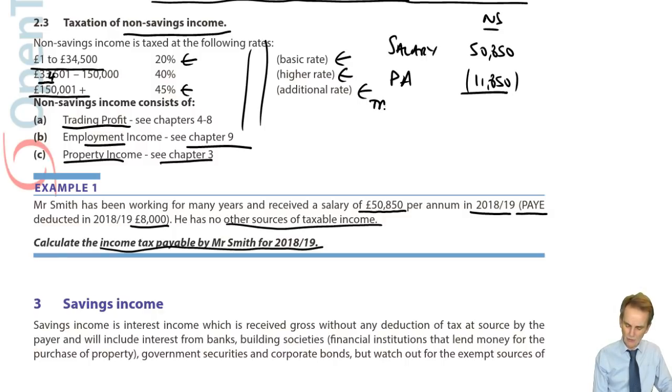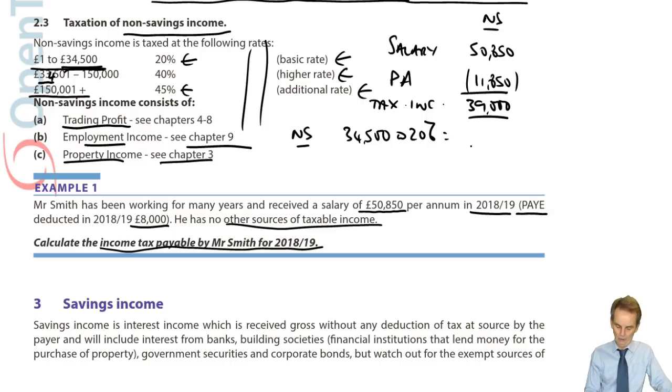So that brings us down to a taxable income figure of, well, you work it out, take the 11,850 from 50,850, and I think that's £39,000 of taxable income, all of which is non-savings. If there were other sources, savings and dividend income, it's still this bit that would be taxed first of all. What rates do we have? Up to £34,500, we have got basic rate. Therefore, 34,500 at 20% equals whatever that equals there.